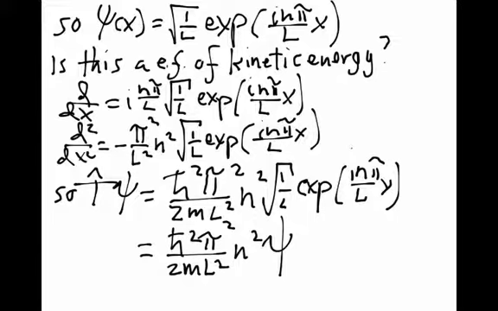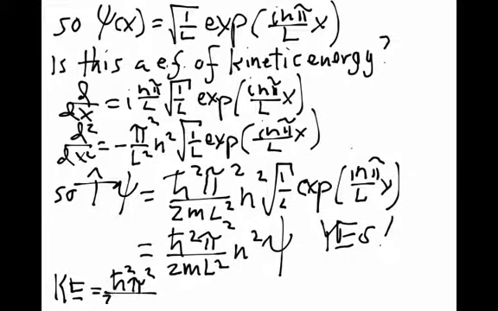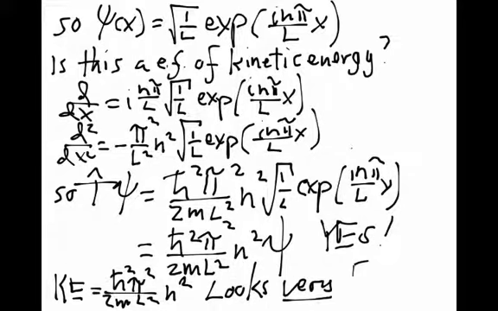I've got the function back. So yes, this thing is an eigenfunction of the kinetic energy operator. Not only is it an eigenfunction of the kinetic energy operator, the kinetic energy is equal to h bar squared pi squared over 2mL squared times n squared. Now that is one really familiar looking thing. Those are the energy levels of the particle in a box, as long as n is equal to 1, 2, 3, 4, 5, etc., all the way up to infinity. So I get the exact same energy levels out of this function.